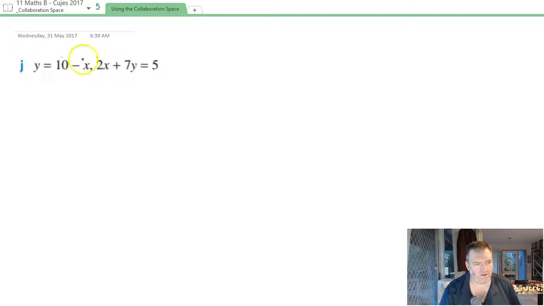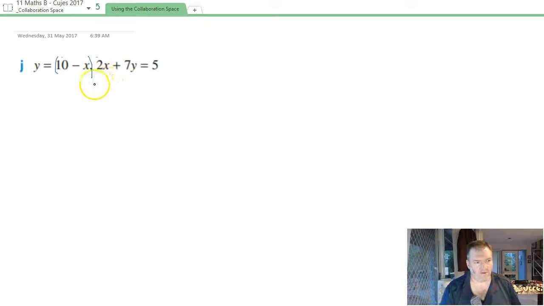Well, here we've got two variables. So when we're trying to solve simultaneous equations, what we're trying to do is find where they intersect. We can't solve an equation if it's got two variables in it, so we want to try and write one of the equations with only one of the variables. And this one's actually been set up pretty nicely. You can see from the first equation here, y is equal to 10 minus x.